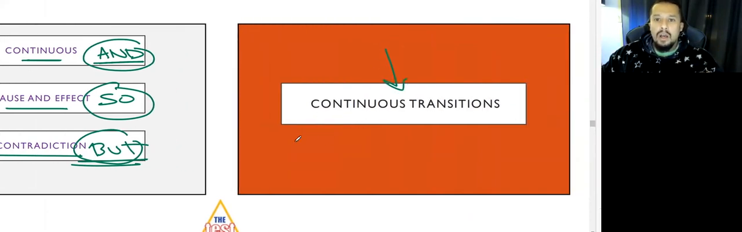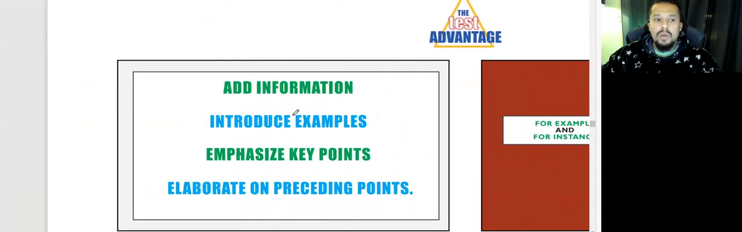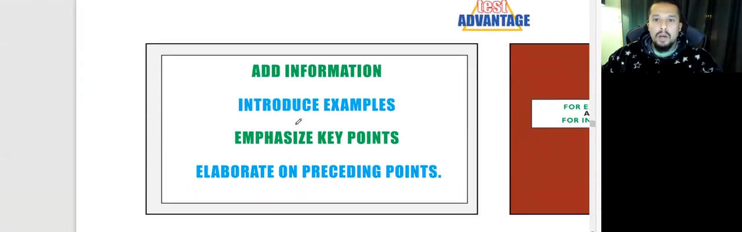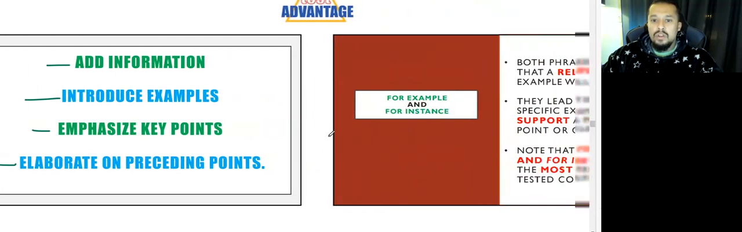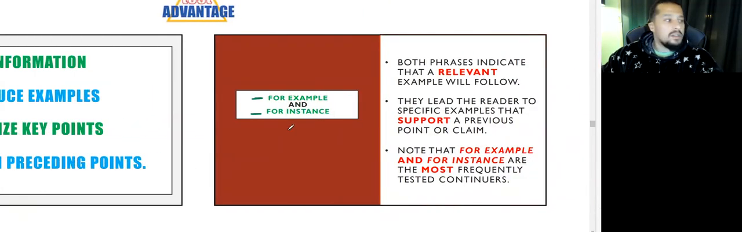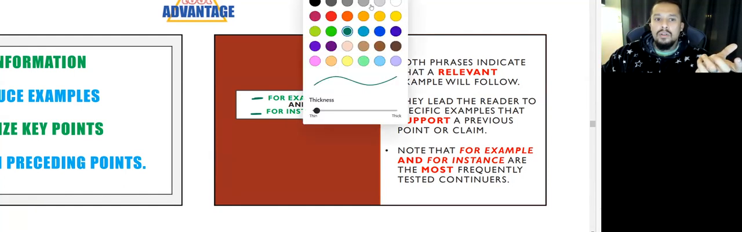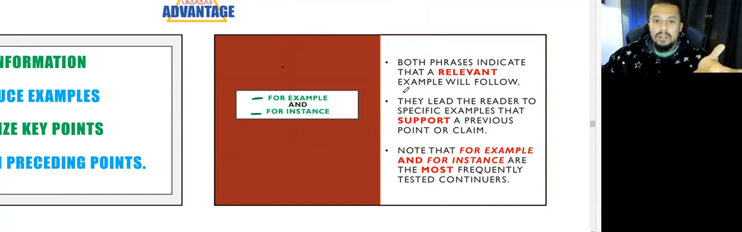I'm going to just go over common continuous transitions so that way you can have an understanding of what they're about. They could add information, introduce examples, emphasize key points, or elaborate on preceding ideas. This is what continuous transitions do. So here, for example, for instance, this is the number one most common transition that you'll find. So when we're talking about an example, for instance, they take a piece of the previous sentence and give you a specific detail about that sentence.